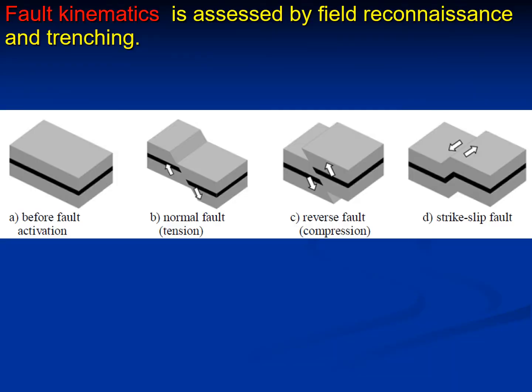Fault kinematics. It is assessed by field reconnaissance and by trenching. We can define normal faults characterized by extension and vertical separation, reverse faults or thrust faults, again with vertical separation but with compression. There are strike-slip faults, and of course there is often a combination of different kinematic types.